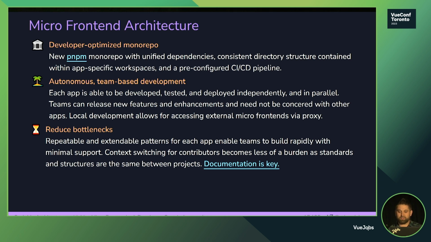As more and more people are contributing, we wanted to make the context switching cost of moving between apps a lot less, right? Because we're in this monorepo, we can standardize a lot of things as far as the structures, the linting rules, the coding standards, things like that.